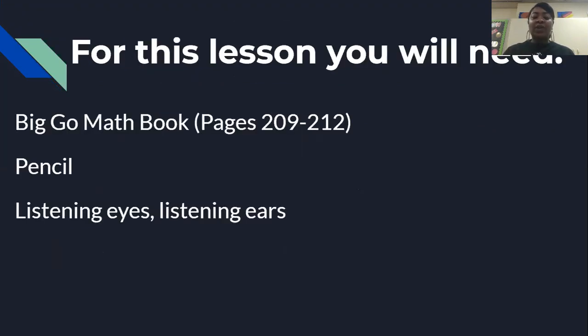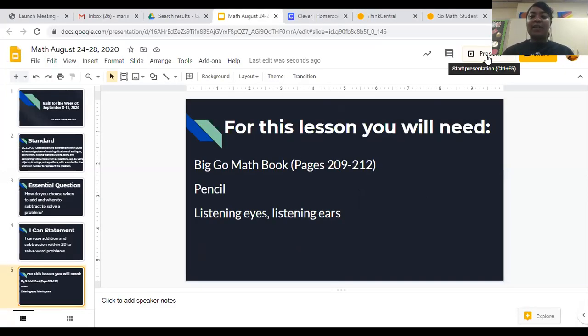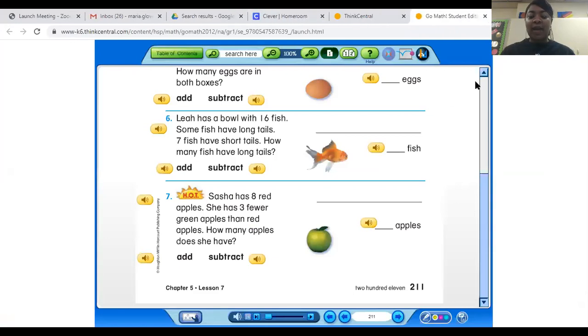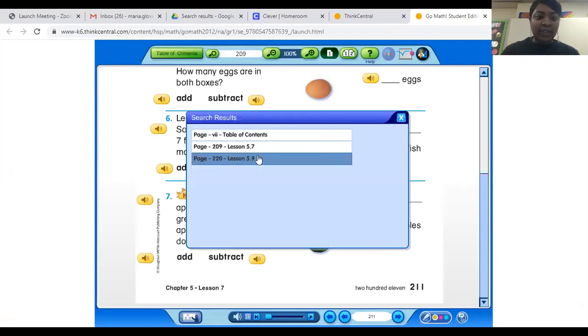For this lesson, you're going to need your Big Go Math book, and you're going to open it to page 209. We're going to be working from pages 209 to 212. All right, so make sure you have your pencil, your listening eyes, and your listening ears, and let's get ready. So I am on page 209. That's where our lesson is going to start.